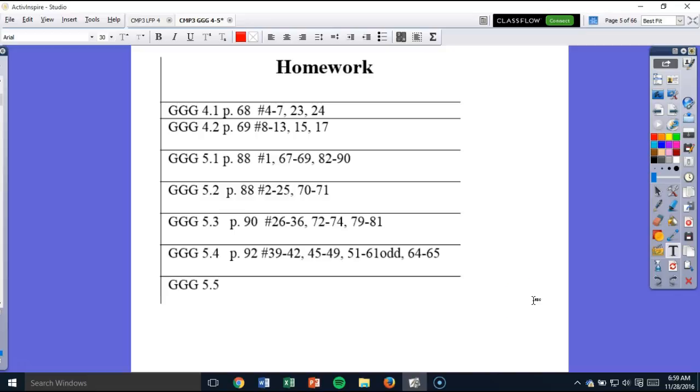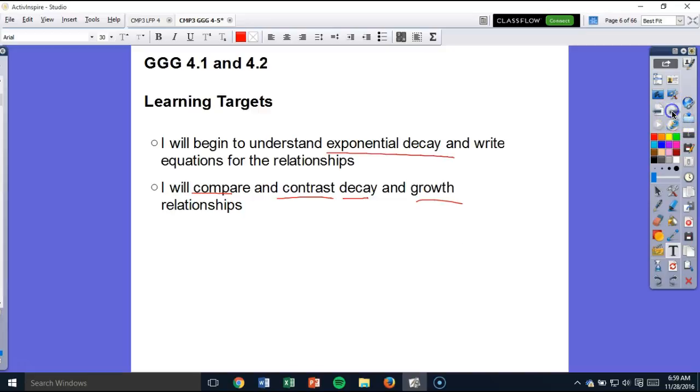Growing 4.2. Our homework assignment, or our ACES assignment, for this investigation will be 8 through 13 and 15 and 17. So looking back again at our learning targets for 4.1 and 4.2, we'll begin to understand exponential decay and write equations for the relationships, and compare and contrast decay and growth relationships.